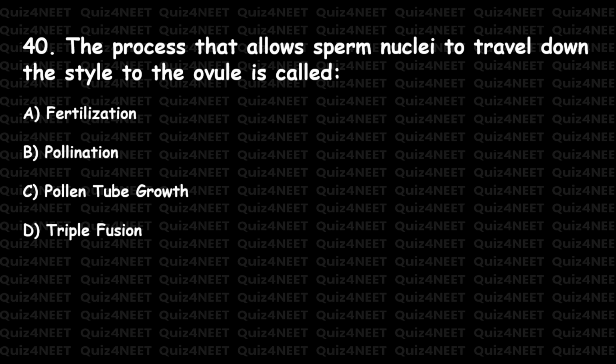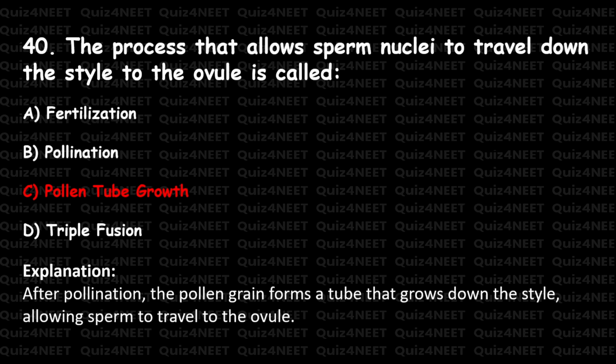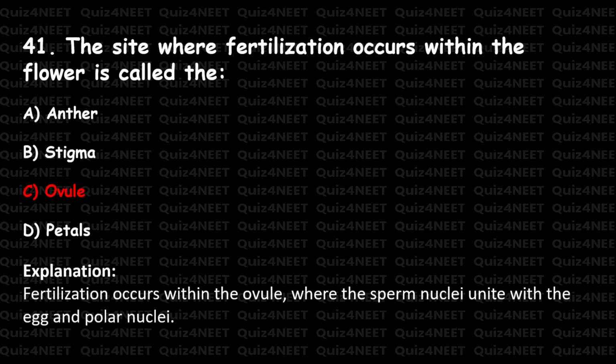40. The process that allows sperm nuclei to travel down the style to the ovule is called A. Fertilization, B. Pollination, C. Pollen tube growth, D. Triple fusion. Right answer, C. Pollen tube growth. Explanation: after pollination, the pollen grain forms a tube that grows down the style, allowing sperm to travel to the ovule. 41. The site where fertilization occurs within the flower is called the A. Anther, B. Stigma, C. Ovule, D. Petals. C. Ovule. Explanation: fertilization occurs within the ovule, where the sperm nuclei unite with the egg and polar nuclei.